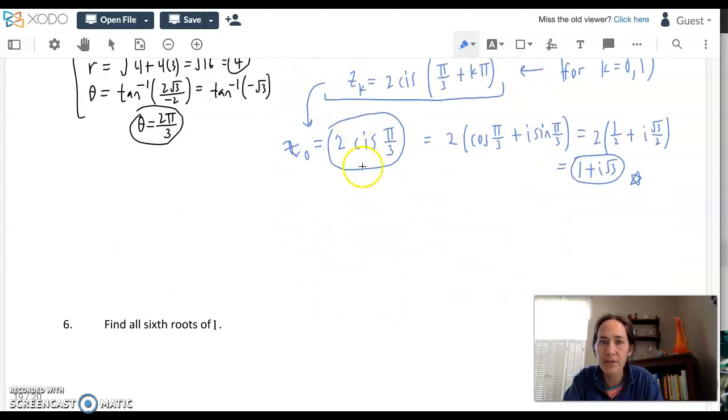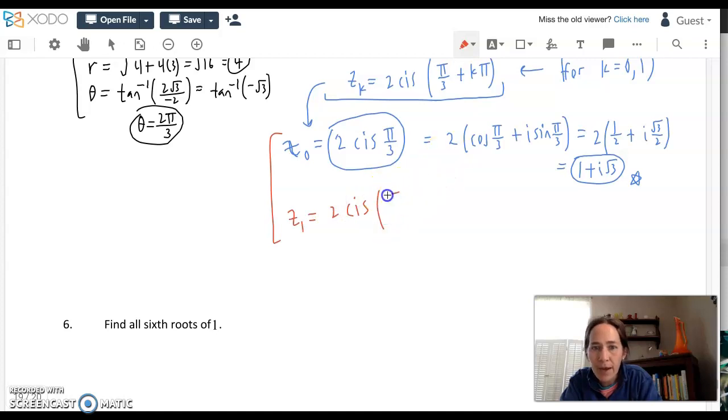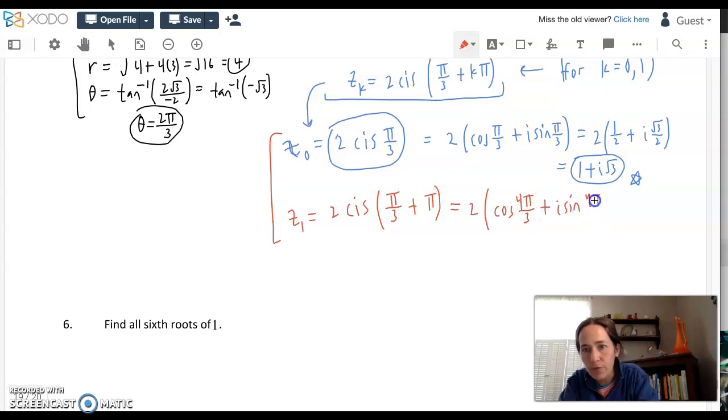Let's get the second and final solution, z sub 1. Can you plug in a 1 for k? So z sub 1 is 2 cosine plus i sine of pi over 3 plus k times pi, with k equal to 1. We'll make that 2 cis 4 pi over 3 for finding an exact value. So 2 cosine of 4 pi over 3, plus i times the sine of 4 pi over 3.